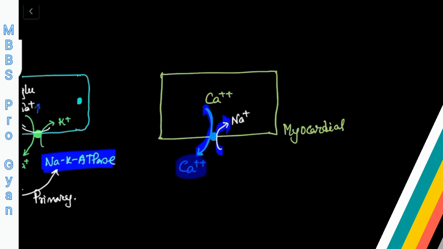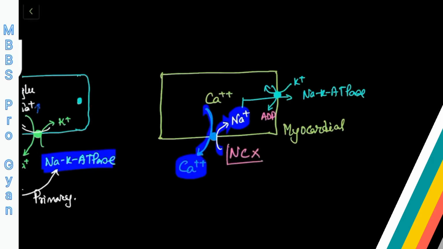But again, a similar kind of problem. If you want to throw more and more calcium out of the cell, intracellular sodium accumulation will also occur. So you have to throw this sodium out of the cell, and throwing sodium out of the cell is only done by the sodium potassium ATPase pump. This pump will utilize energy in the form of adenosine triphosphate, and this NCX sodium calcium exchanger is dependent on this sodium potassium ATPase pump.